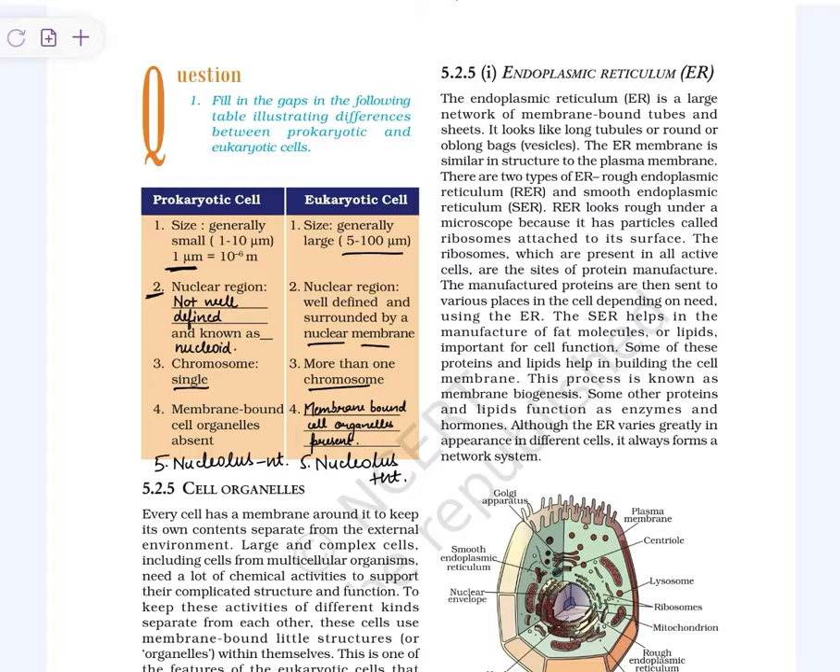In prokaryotic cells, membrane-bound cell organelles are absent, but in eukaryotic cells, membrane-bound cell organelles are present. In prokaryotic cells, the nucleolus is absent, but in eukaryotic cells the nucleolus is present. The nucleolus is a structure which is present inside the nucleus.